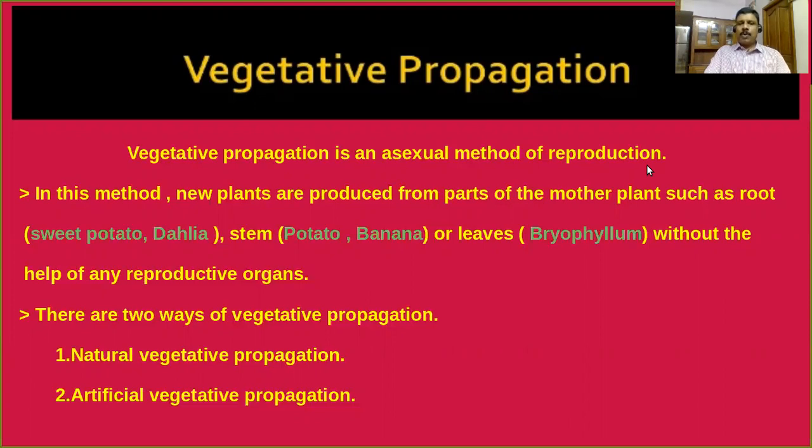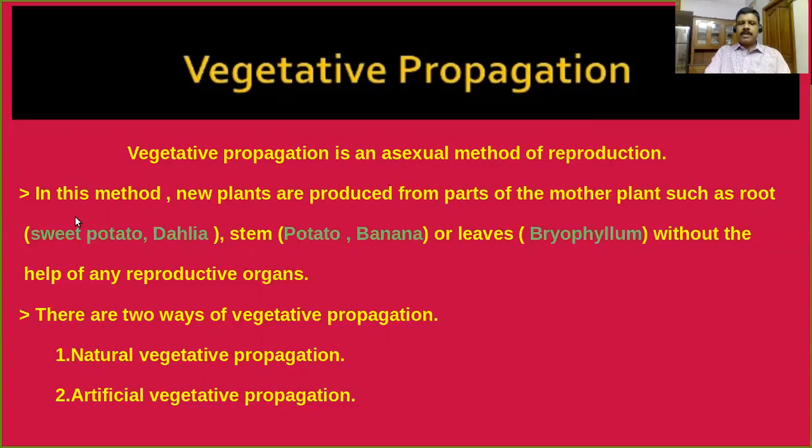Do you know what is the meaning of asexual reproduction? Yes, in this type of reproduction, new organisms are produced from a single parent without the involvement of gametes, without the fusion of gametes. Vegetative propagation is an asexual method of reproduction.